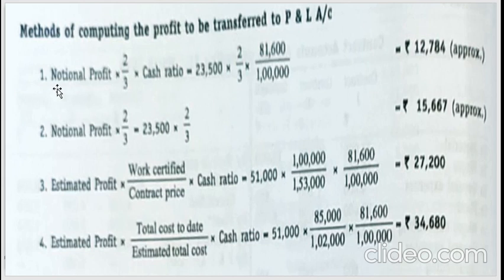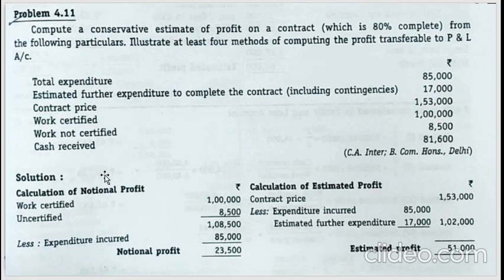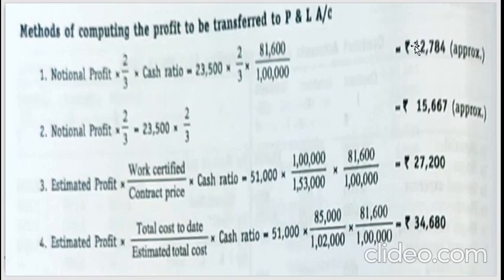So, notional profit into two-third into cash ratio. The notional profit you've got is 23,500 into two-third into cash received divided by work certified. Cash received is 81,600 divided by work certified, which is 1 lakh, which will give you approximately rupees 12,784. Next, notional profit into two-third. Notional profit is 23,500 into two-third will give you 15,667, which is the approximate amount.